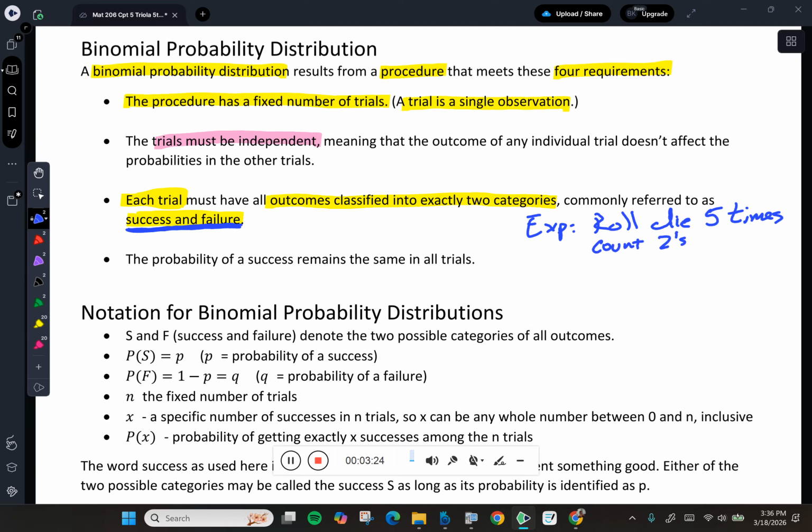Right? Also, the probability of success, and of course then by definition also failure, has to stay the same for all the trials. Meaning if the chance that I roll a 2 on the first try, the first trial, is 1/6, it better be 1/6 for every single time I roll that die. Okay?